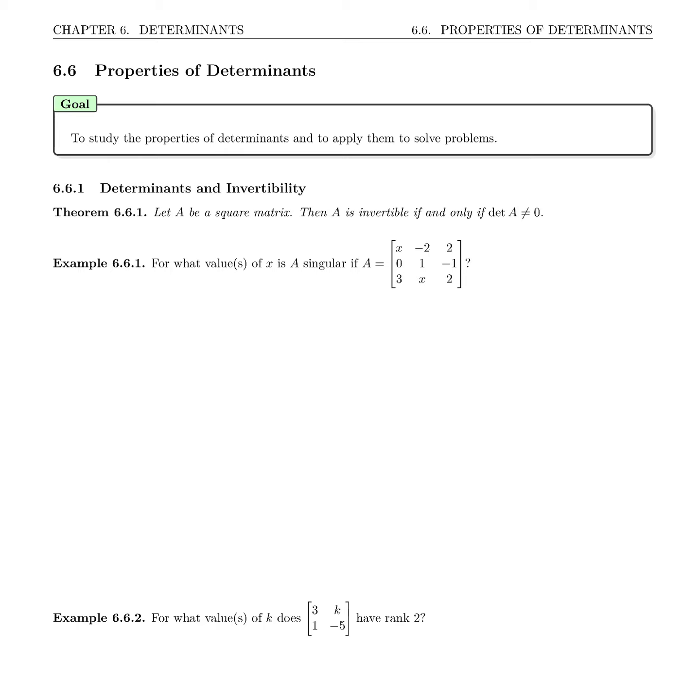Welcome to this video where we'll start section 6.6 on the properties of determinants. The goal of this section is to study the properties of determinants and to apply them to solve problems. Subsection 6.6.1, Determinants and Invertibility.